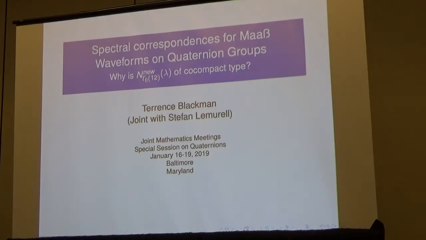And I should say that this is work that was done jointly with Stefan Lemurell at the University of Göteborg, Chalmers in Sweden. And I've put this title, why is N gamma 0 1 2 nu lambda of Kuchenbach type? Because in a way, this is the question that motivated the work, and it's still an unanswered question. So I'll give you some broad sense of what we've done.